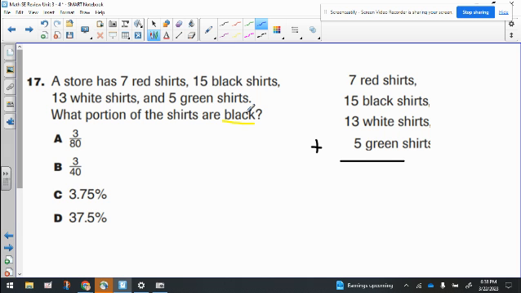What portion of the shirts are black? So we do need to know what the total number of shirts would be. So that means adding up 7 plus 15 plus 13 plus 5.